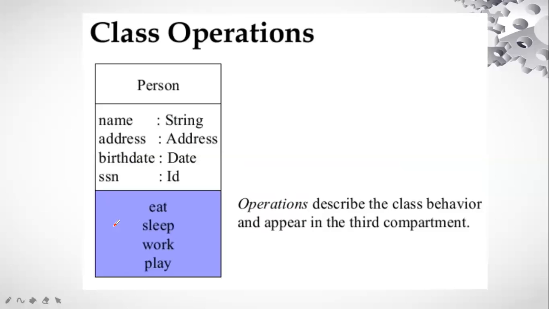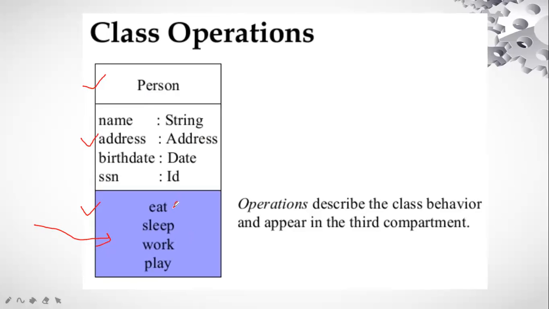Now moving further, the third compartment we are going to see is the compartment used for operations. These are the class behavior which are being shown. These are also called methods, like person can eat, person can sleep, person can walk, person can play. So all these are the operations performed by the class. This is the class name, person. These are the properties and attributes of the person, and these are the operations being performed on the person. This is done in the third compartment.